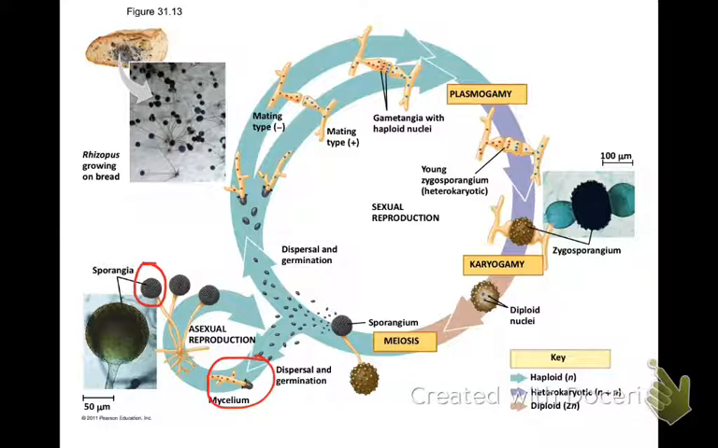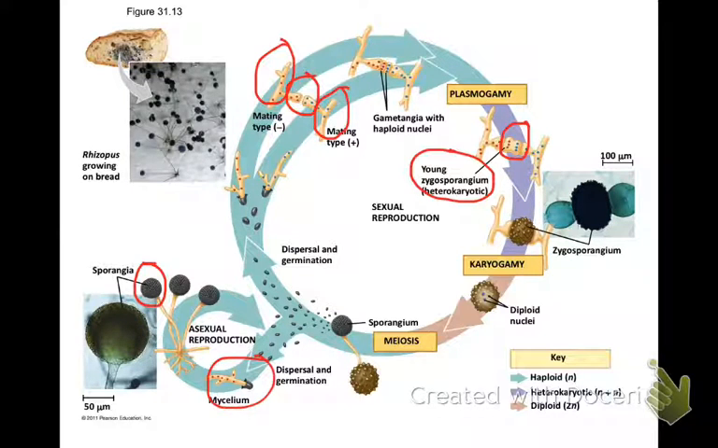For sexual reproduction, you have two mating types, minus and plus, and they will be attracted to one another by the pheromones, and they will put out these gametangia, which will fuse and form a zygosporangium. And you can see that zygosporangium has both plus and minus nuclei in it, and because it's got multiple of each, we call it heterokaryotic.